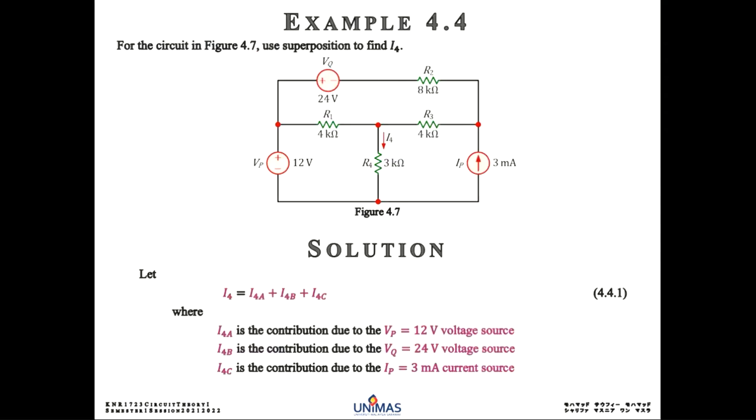So the next one is VQ. Due to VQ, what happened now with VP and IP? Alvin.